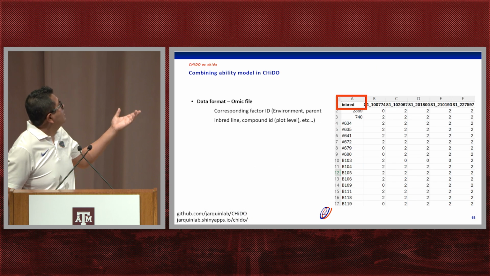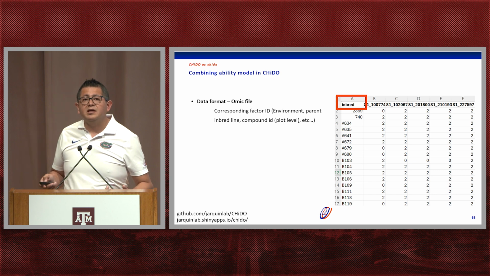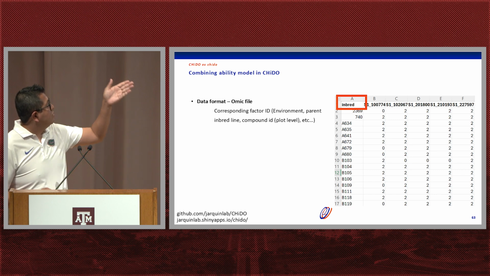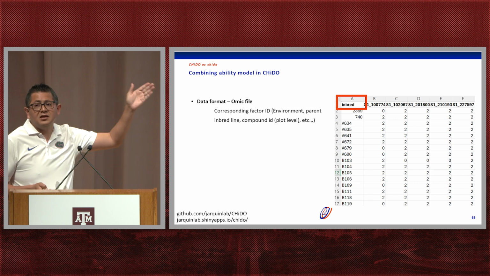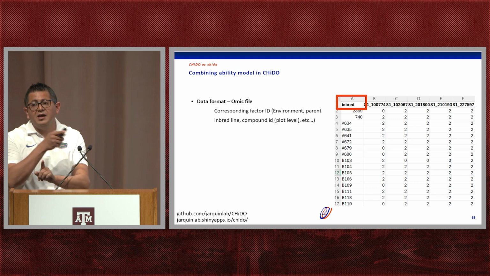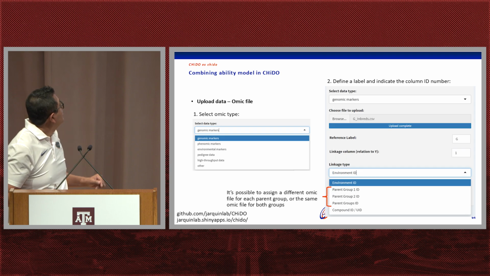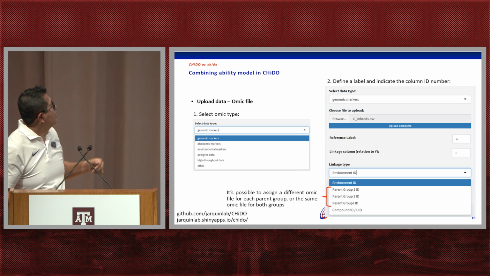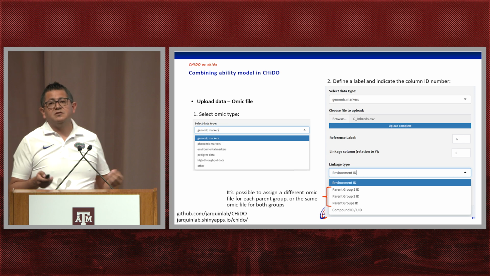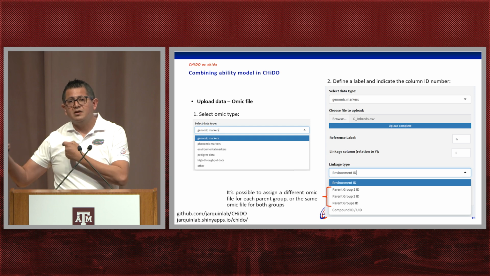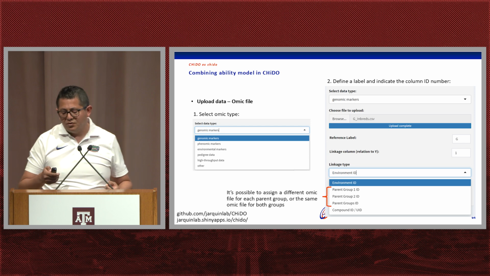And then we add the omics. So for example, we have the genomic information of the parents. We specify which column has the ID of the parents that we are going to link either with parent 1 or parent 2. And then we add other types of omics too. So we have to specify all the time what will be that column that is going to help us to link phenotypes with any of the omics that we are going to introduce.